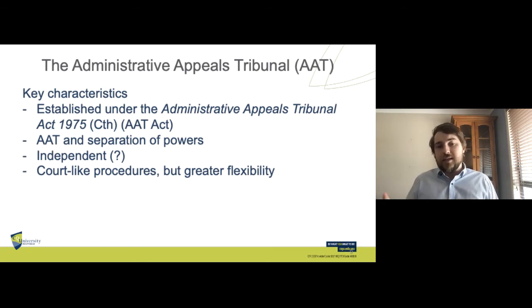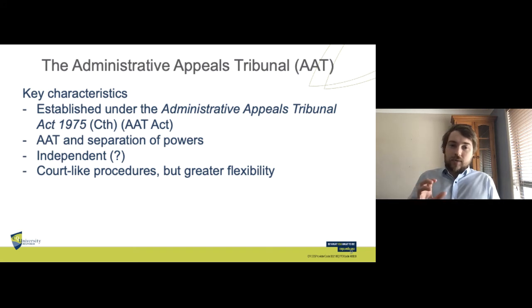What's interesting about the AAT is that it, as I've said, is firmly within the executive. It's not a court. And for those of you who have studied constitutional law, you'll know that this distinction is really important under Chapter 3 of the Constitution and thinking about courts which are vested with the Australian government's judicial power. The AAT does not have judicial power. It's not a Chapter 3 court. It doesn't fit those requirements. It doesn't have membership for life and things like that.